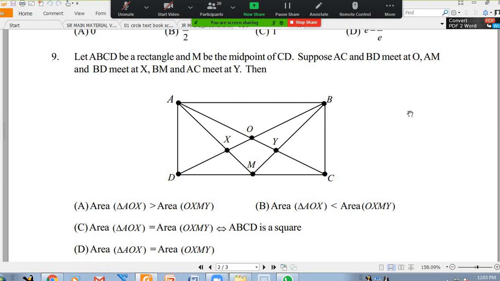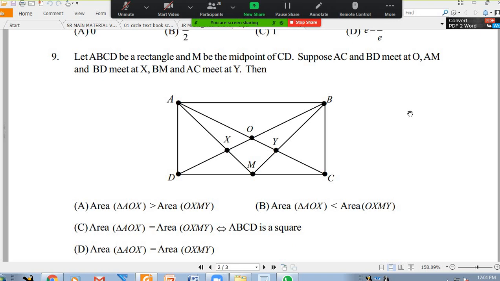What is this question? Let ABCD be a rectangle and M the midpoint of CD. Suppose the diagonals AC and BD of the rectangle intersect at O, and AM and BD intersect at X. Then the area of AOX, and the area of OXM... Are they equal only when it is a square, or are they always equal?